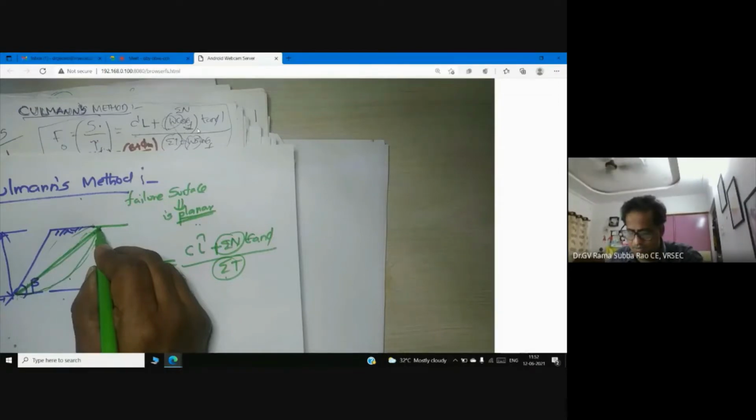Can anyone help me now? How to resolve the weight into two components? I have W. What is this force now? This is the tangential force and this is the normal force. N is W cos theta f. What about T now? Can anyone help me now? How to calculate?